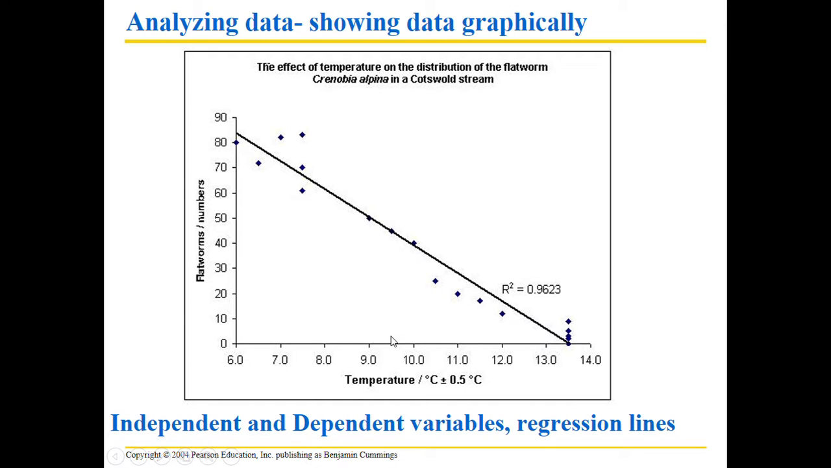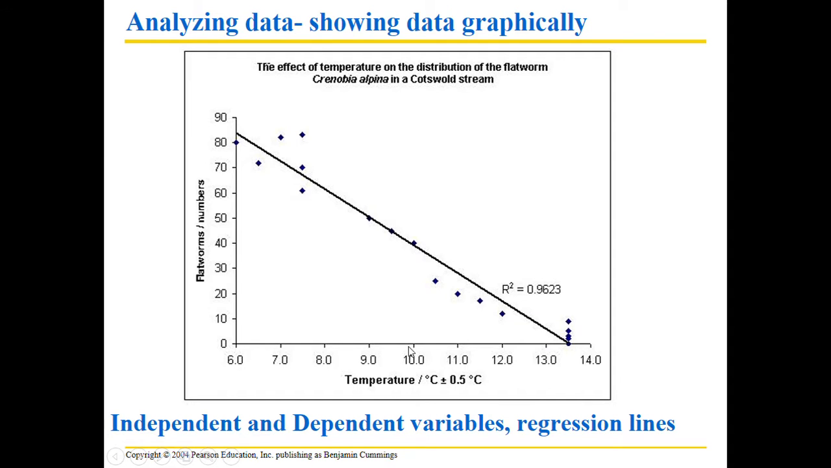And I know using part of the word in a description isn't a very good description, but everybody basically knows what independent and dependent means, so I won't go too much into that. And our dependent variable, which is flatworm numbers here, depends on, we're saying, the temperature.